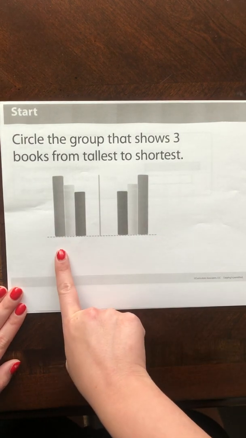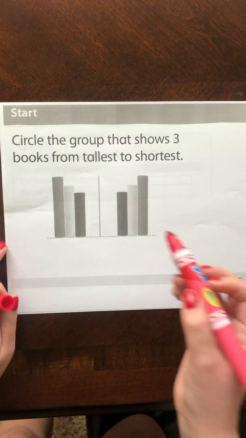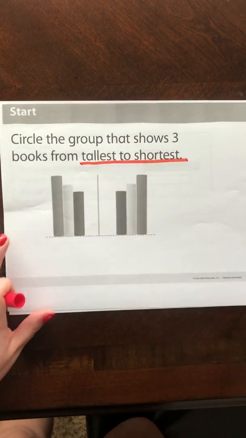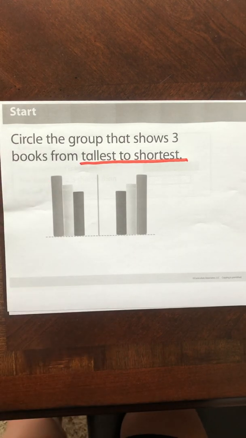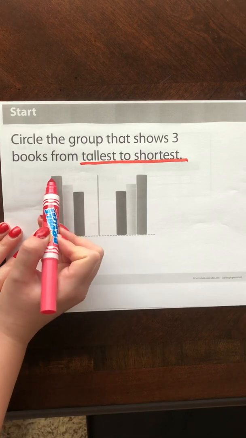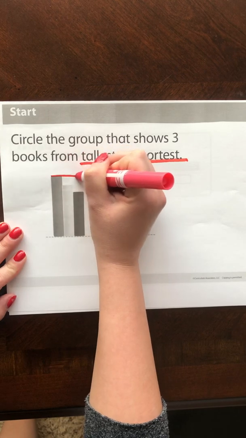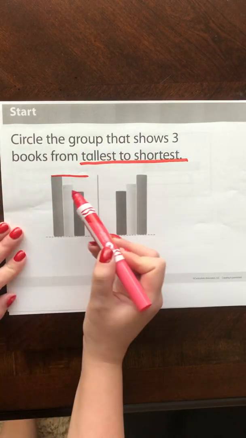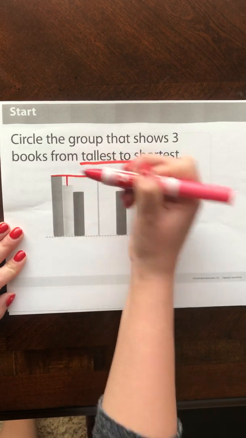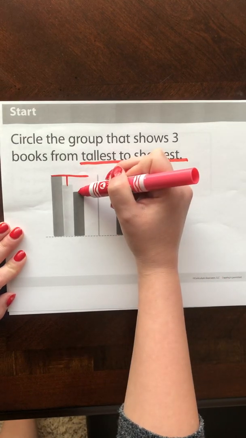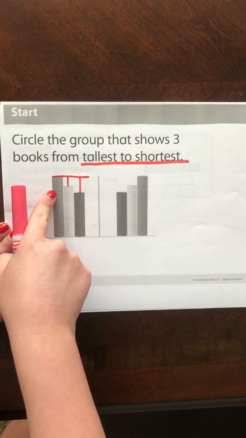Let's start by looking at our first group. We know that the problem says that we need to circle the group that shows 3 books from tallest to shortest, or biggest to smallest. When looking at this first group, we need to see if this first book is taller than these books. Is this first book taller than the middle book? Yes, because all this space here we know. What about the third book? This third book is missing a lot of length as well, so we know that this first book is the tallest.